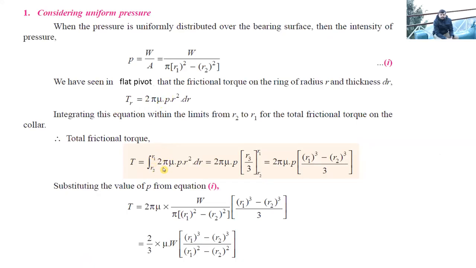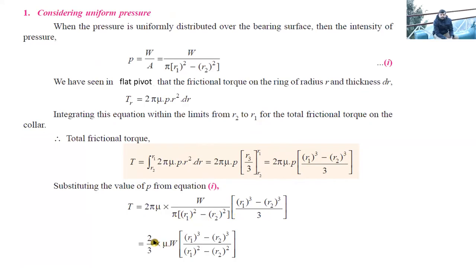So we'll integrate this equation and arrive at this result: 2 pi mu P (R1 cube minus R2 cube) by 3. Why? Because this R square, once you integrate it, becomes R cube by 3, and you substitute the limits. Now we'll substitute the value of P, which is equal to W upon pi (R1 square minus R2 square).